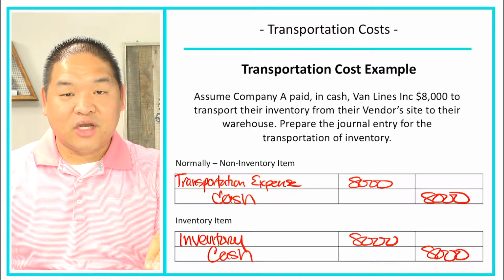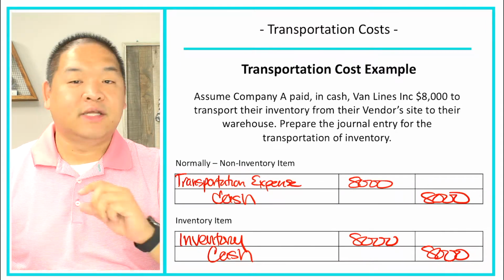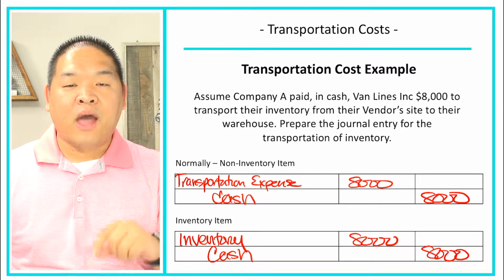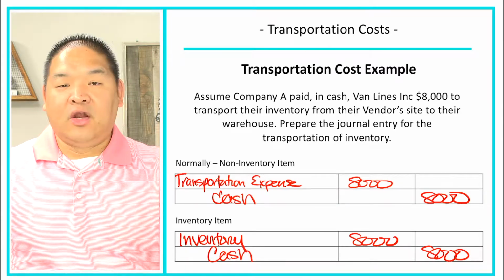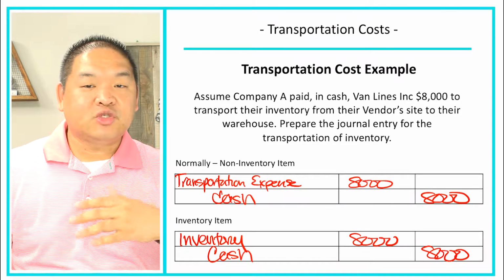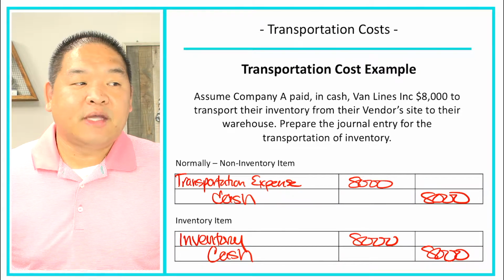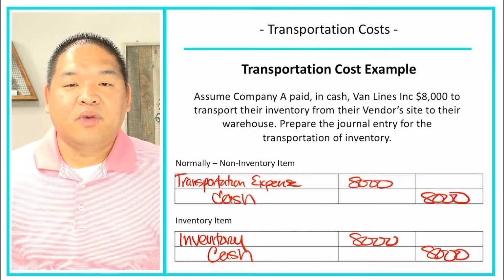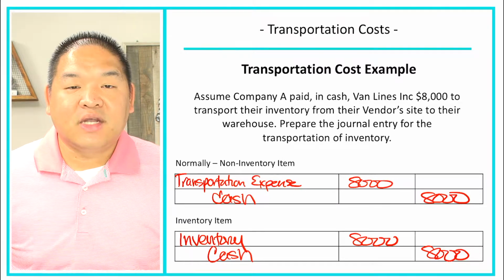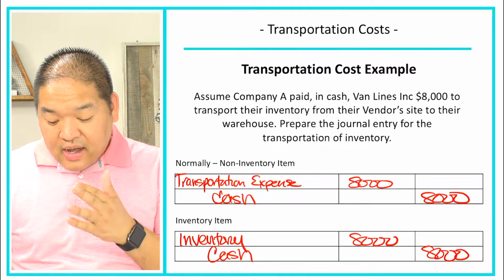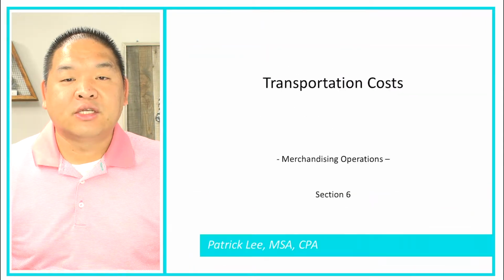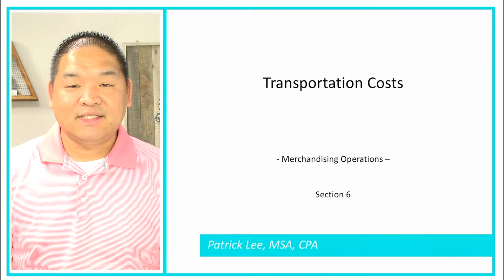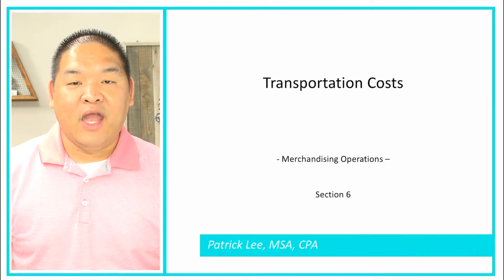Just know that if we pay transportation expense, we would debit inventory instead of transportation expense if it's associated with inventory, rather than, say, if we paid transportation expense to send it to our customers, or we paid transportation expense to get supplies to us. That's a different story. We would bake it into supplies, but we would normally just debit transportation expense. So that's how we would tackle transportation costs associated with inventory that we purchased. So hope you enjoyed this lesson, and we'll see you in the next video.